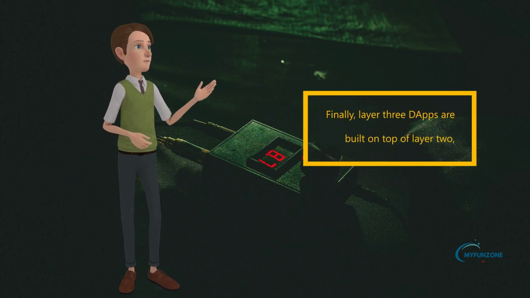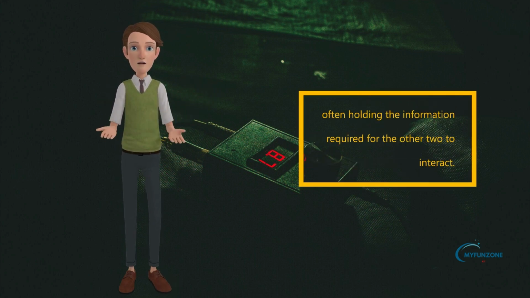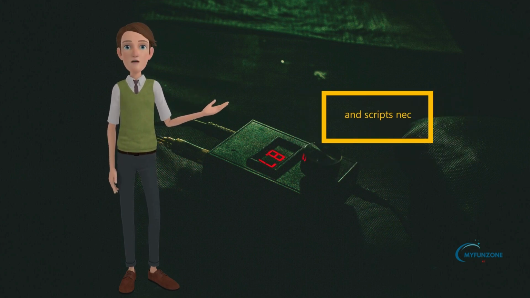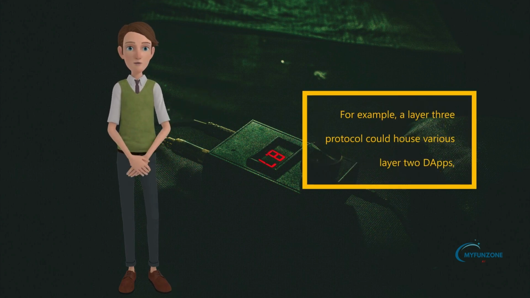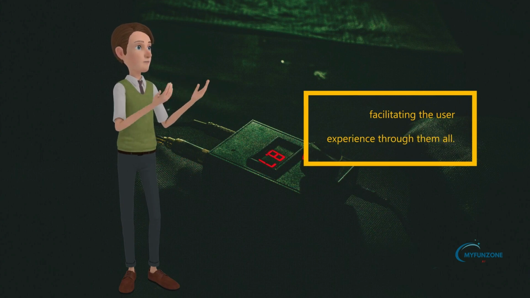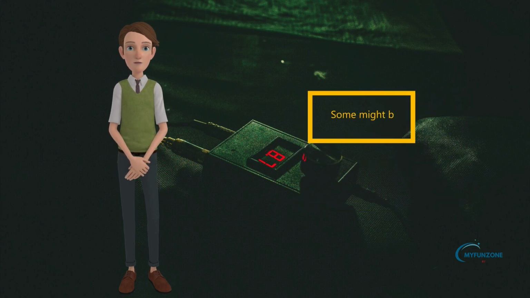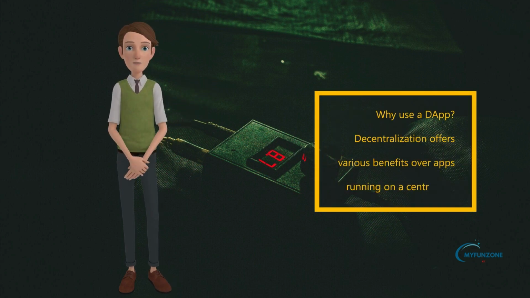Finally, Layer 3 DApps are built on top of Layer 2, often holding the information required for the other two to interact. It might store the application programming interfaces (APIs) and scripts necessary for Layer 1 and Layer 2 to operate. For example, a Layer 3 protocol could house various Layer 2 DApps, facilitating the user experience through them all. Put simply, the paper defines DApps as various applications that are powered by a core blockchain. Some might build on top of that initial layer, but they're all considered DApps if they meet the criteria mentioned above.